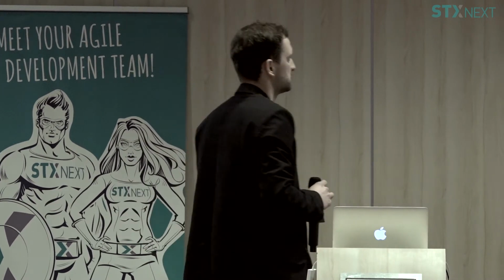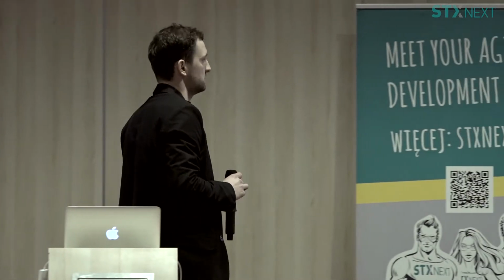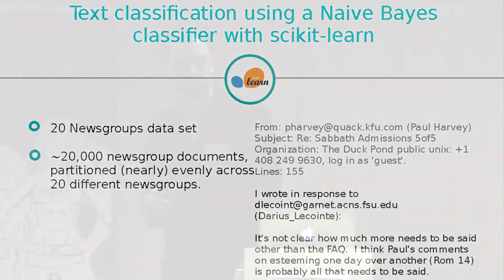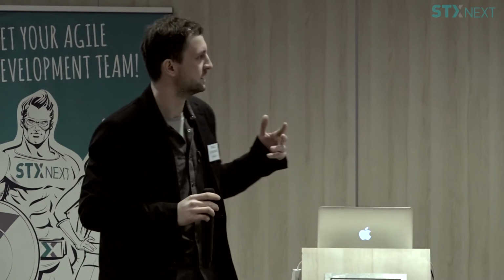So as I've mentioned, we use a very well-known data set, well-known among data scientists. It's called 20 newsgroups. And it contains around 20,000 newsgroup articles, which are almost evenly placed across 20 different newsgroups. It contains religion, it contains society, science, computer graphics, and all that stuff.